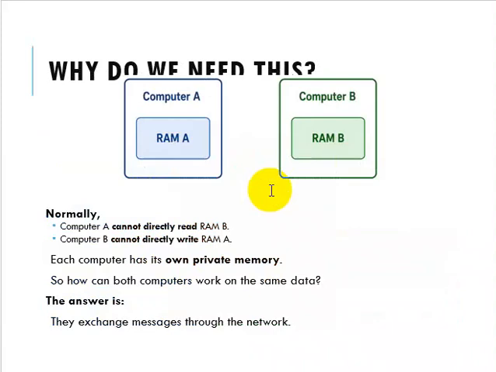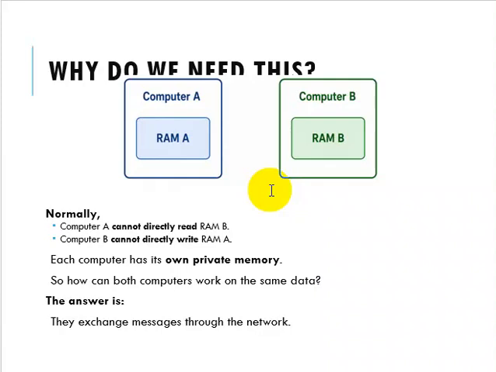Why do we need this? Remember, one computer can never directly access another computer's RAM. That's physically impossible across a network. Therefore, computers communicate by exchanging messages. The distributed shared memory software hides this complexity and creates the illusion of one common memory space.